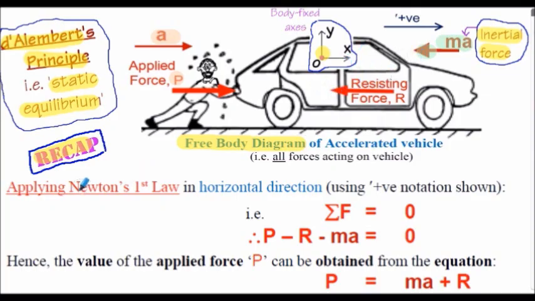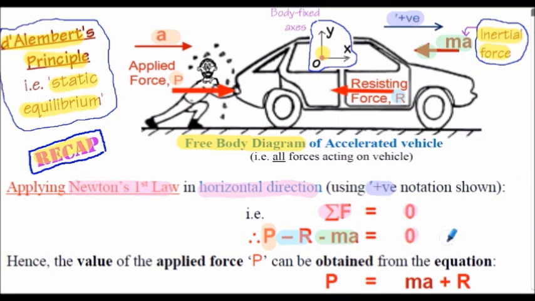We use Newton's first law of motion, in this case in the horizontal direction as it's horizontal motion, to solve the problem. So Newton's first law we define as summation of all the forces acting on the body is equal to 0. Just note the positive notation used here. It's from left to right on our free body diagram. So in this case we have applied force P that we're trying to find, minus the resisting force R, in this particular case, opposing the motion, and of course minus our inertial force from D'Alembert's principle. That has to equal to 0 for equilibrium.